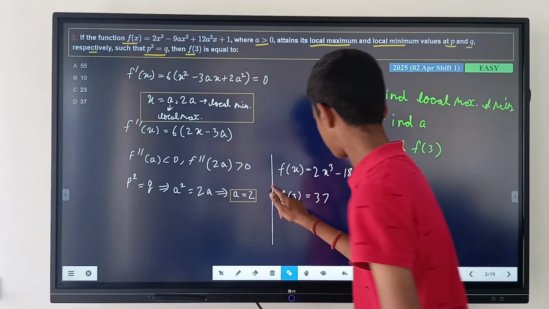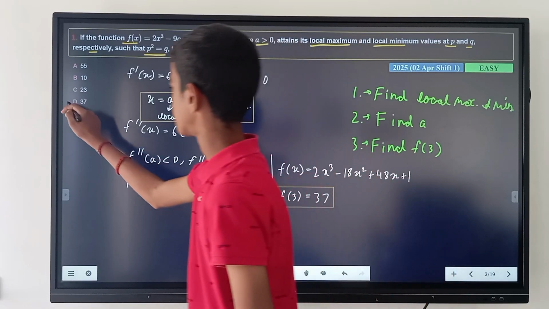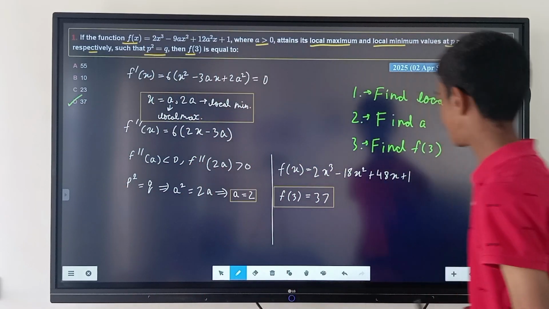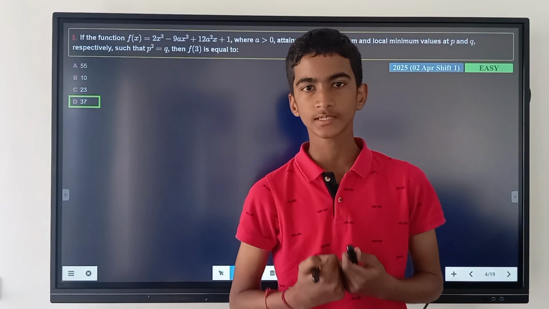So from here, our answer will be option D. And here is our solution, and we can see that our answer is correct.